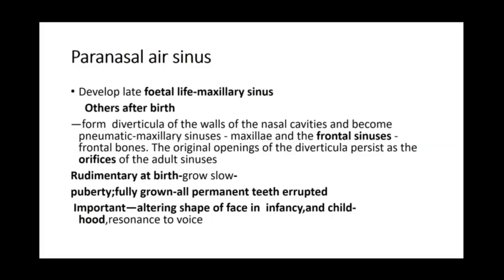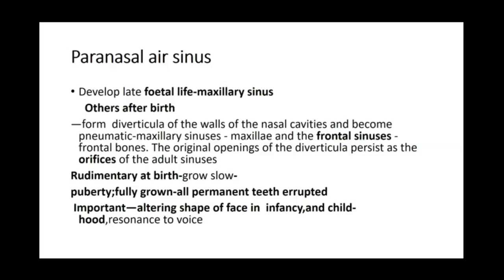They are rudimentary at birth and grow slowly. At puberty, they are full grown, and all permanent teeth have erupted. That is why the shape of the face changes. As the teeth have erupted, the mandible grows in size and the paranasal sinuses have formed. I told you when we talked about the changes in the skull after birth, this is important: alteration of the shape of the face in infancy and childhood, and giving resonance to the voice.